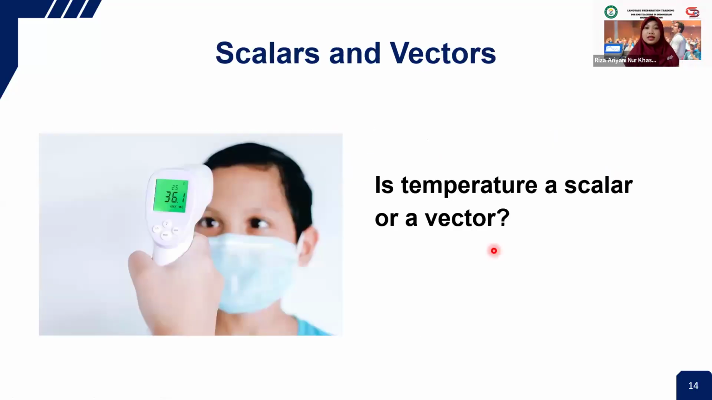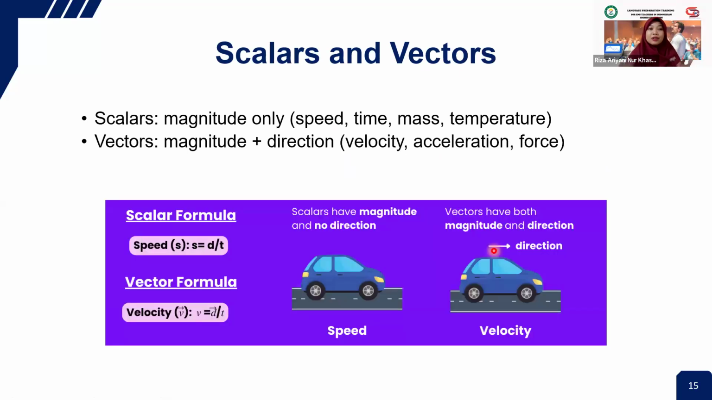Now, I want to ask you again, is temperature a scalar or a vector? Yeah, scalar. But why? Good, because scalar has magnitude only. You know, we can distinguish scalars and vectors. Scalars have magnitude only, for example, speed, time, mass, and temperature. However, vectors have both magnitude and direction. For example, velocity, acceleration, and force.